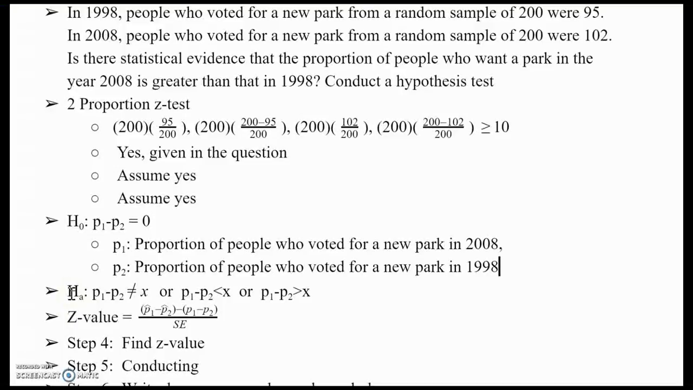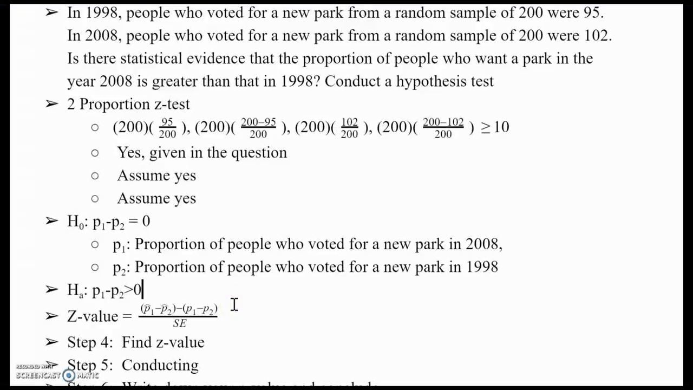Pause, try it out for yourself, or listen to me talk. So we know that these are equal to 0 firstly, right? The x's are equal to 0. So we say, is there statistical evidence that the proportion of people who want a park in 2008 is greater than in 1998? So P1 has to be greater than P2. So this would be what we're looking at. These all are not right. So we do that and greater than 0. If you wanted to, you could write P1 equals P2 or P1 greater than P2, as long as you're consistent. Next is to find the z value.